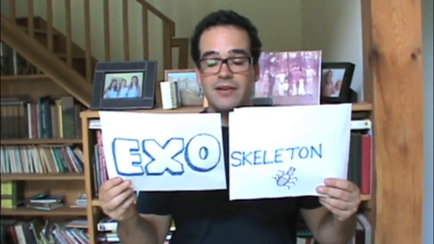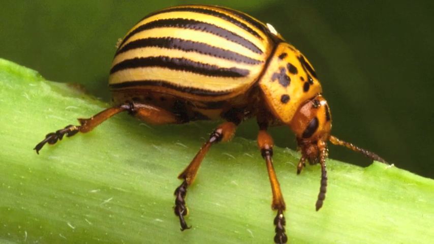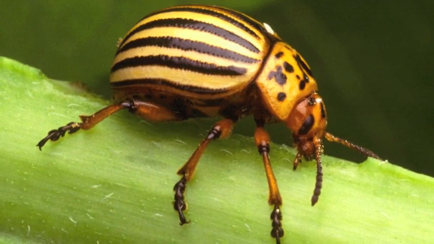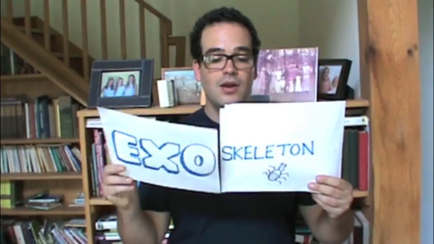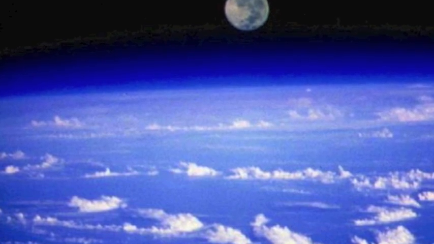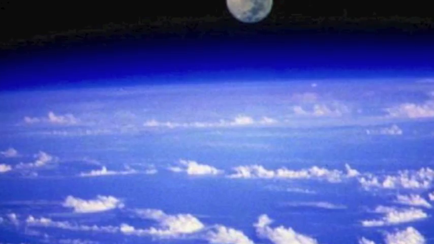You might be familiar with words that use exo, like exoskeleton, the skeleton that's on the outside of some animals, like insects. Oh my gosh, look at that bug, that's so crazy! Or you might have even heard of exosphere. The exosphere is the most outer layer of Earth's atmosphere. Oh my god, look at that atmosphere, that's so crazy!